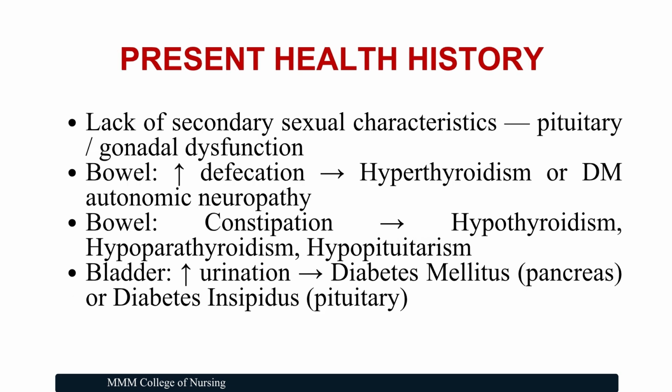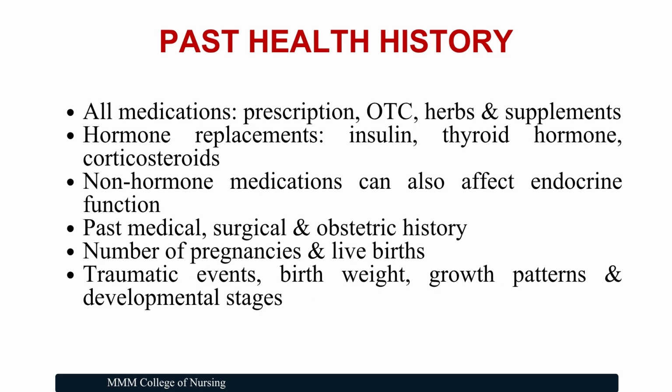And also bowel patterns. Frequent loose stools point to hyperthyroidism or diabetic autonomic neuropathy. Constipation points to hypothyroidism, hypoparathyroidism, and hypopituitarism. In the bladder, increased urination can be diabetes mellitus or diabetes insipidus also. Then past health history. In that, medication history is critical. Always ask about steroids, insulin, and thyroid hormone.